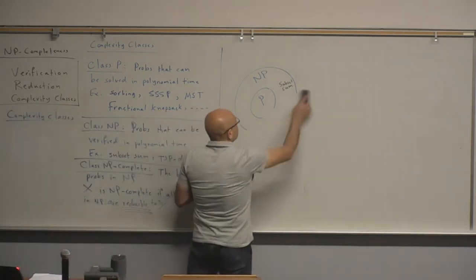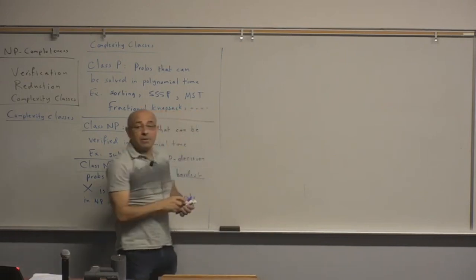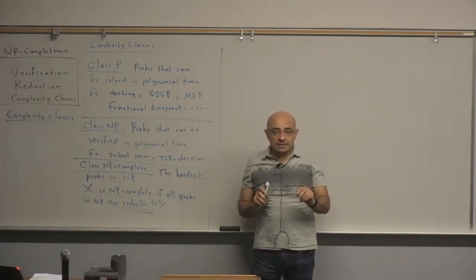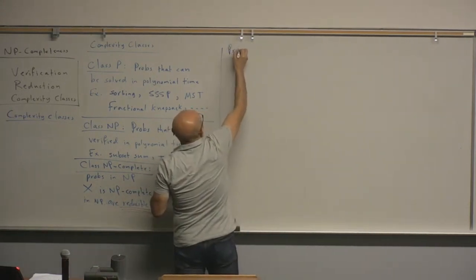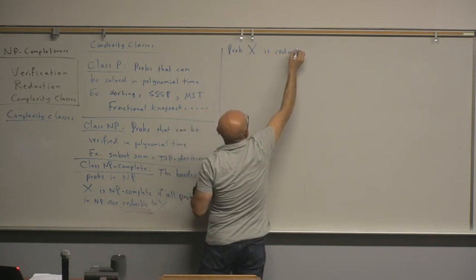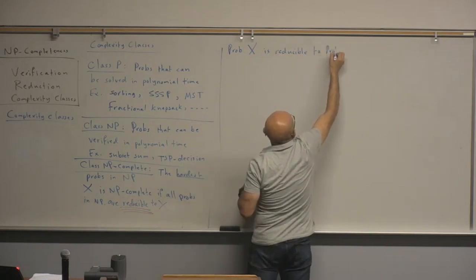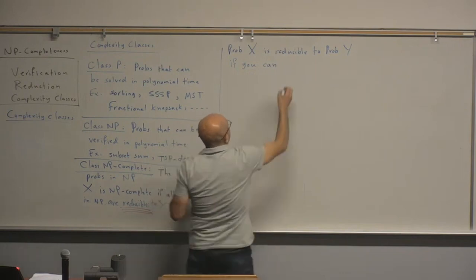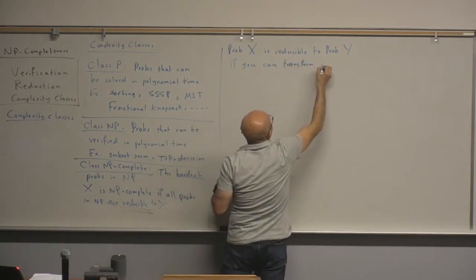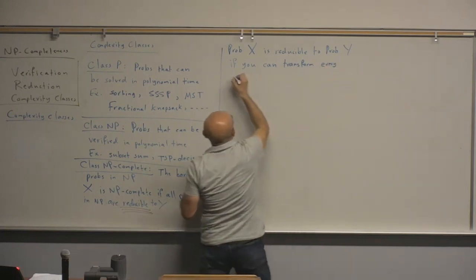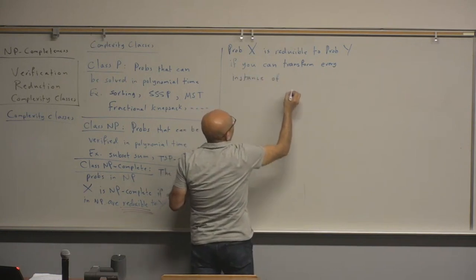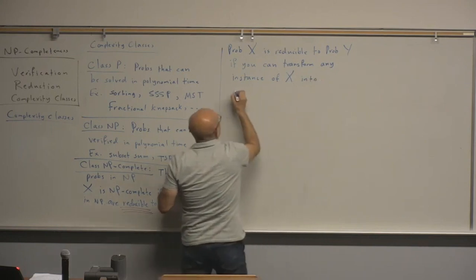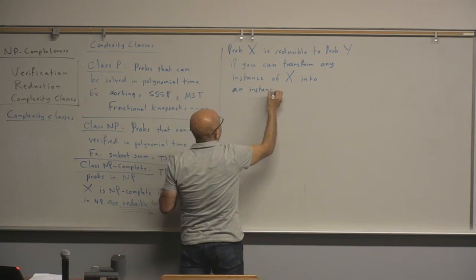So reducing a problem to another, reducing problem X to problem Y, means that you can transform any instance of X into an instance of Y. So problem X is reducible to problem Y if you can transform every instance, or any, let's say, any instance of X into an instance of Y.